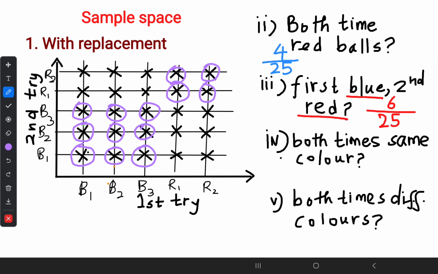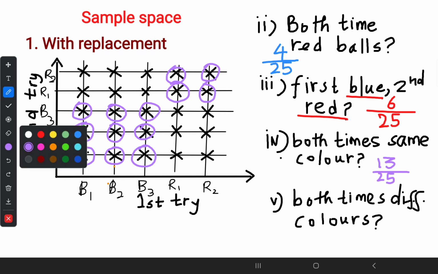In previous questions we did both having green color, blue colors, and both having red colors, but this is a combination of both of them. Both times same color. Total 25. 13 events, totally 9 plus 4. 13 events are satisfying the condition of both being the same in color.